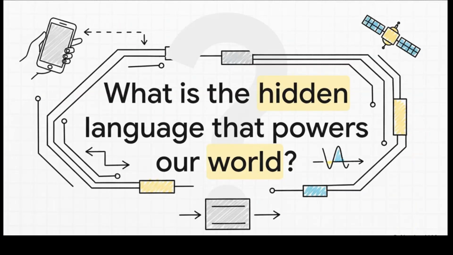Seriously, just think about that for a second. Everything from the smartwatch on your wrist to the enormous data centers that run the internet. There's this common set of rules, a kind of universal grammar that makes it all work. And by the end of this, you're going to understand the basics of that language.